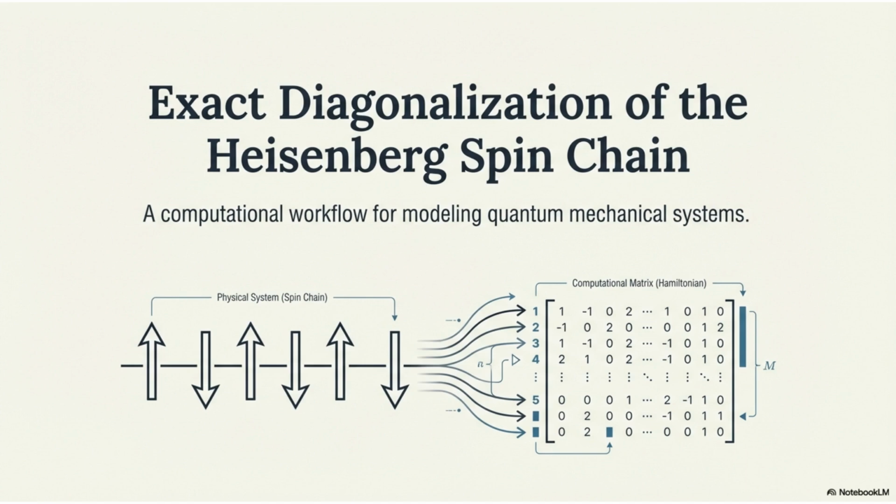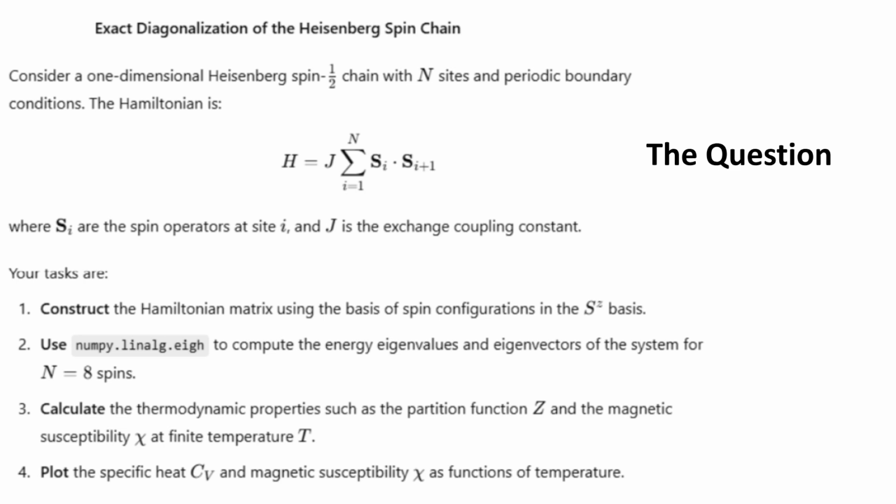This video covers the exact diagonalization of the Heisenberg spin chain, a computational workflow for modeling quantum mechanical systems. We consider a one-dimensional Heisenberg spin-half chain with n sites and periodic boundary conditions defined by this Hamiltonian.